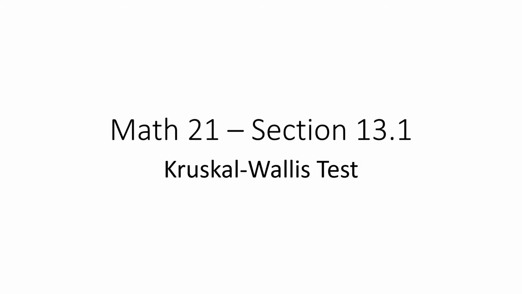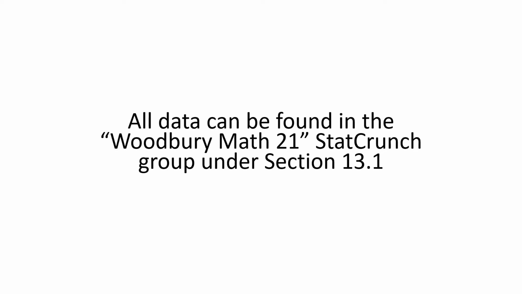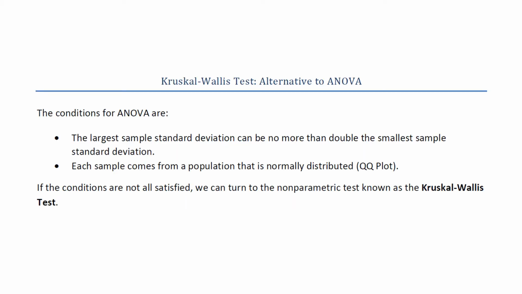We're in section 13.1, and now we're going to talk about the non-parametric alternative to ANOVA, which is called the Kruskal Wallis test. All the data in this video can be found in the Woodbury Math 21 StatCrunch group under section 13.1. The Kruskal Wallis test is the name of the alternative test to ANOVA.